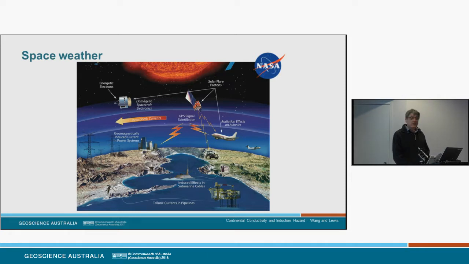So magnetic activity tends to follow the 11-year solar cycle, and each cycle there's often one or maybe a handful of extreme storms. And the largest storms which cause problems are often given names, such as the Bastille Day event of 2001 or the Halloween storm of 2003.